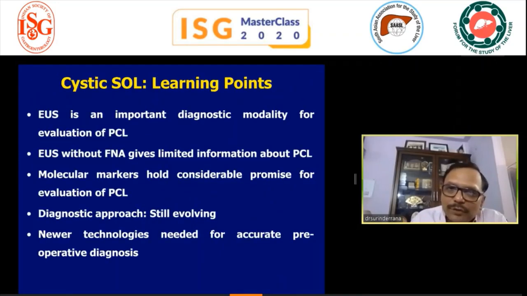So the learning points for cystic SOL are: EUS is an important diagnostic modality for evaluation of pancreatic cystic lesions. EUS without FNA will give only limited information. Molecular markers at present are just coming in. They probably hold considerable promise, but we need to pick up much better markers which have good discriminating value. Hence, the diagnostic approach is still evolving. We don't know which is the correct approach. And in this situation, we desperately need newer technologies for accurate preoperative diagnosis.